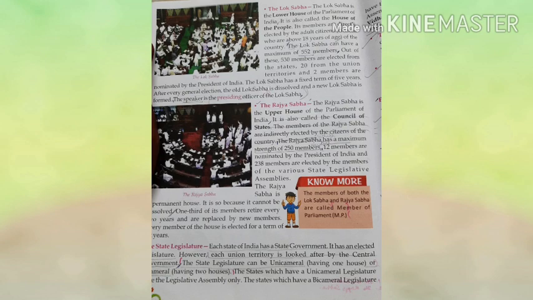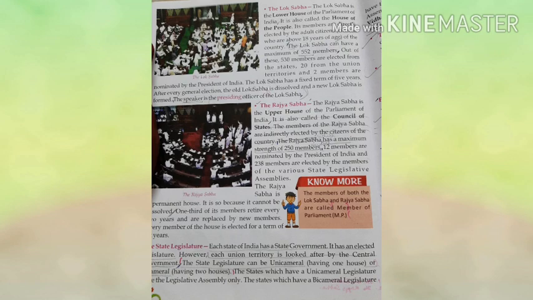The Lok Sabha can have a maximum of 552 members, where the Speaker is the presiding officer of the Lok Sabha. And the Rajya Sabha is the upper house of the Parliament of India, where it has the maximum strength of 250 members.